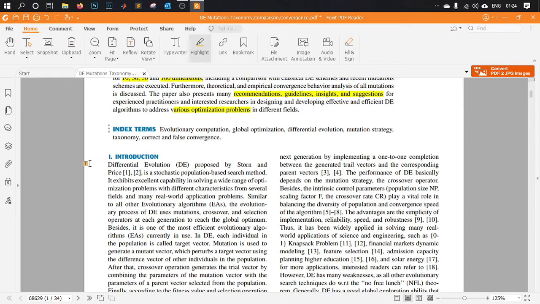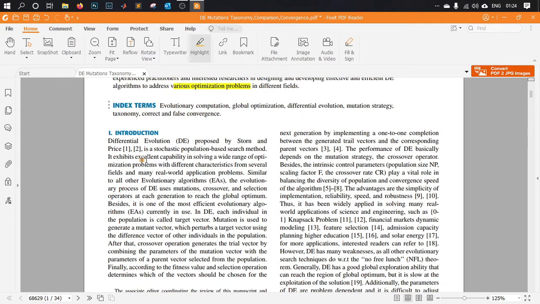So let's go on to the introduction. In the introduction it is talking about differential evolution introduced by Stone and Price. This paper is probably the first paper that was introduced by Stone and Price in 1997. So it is a stochastic population-based search method. So differential evolution is a stochastic population-based search method.